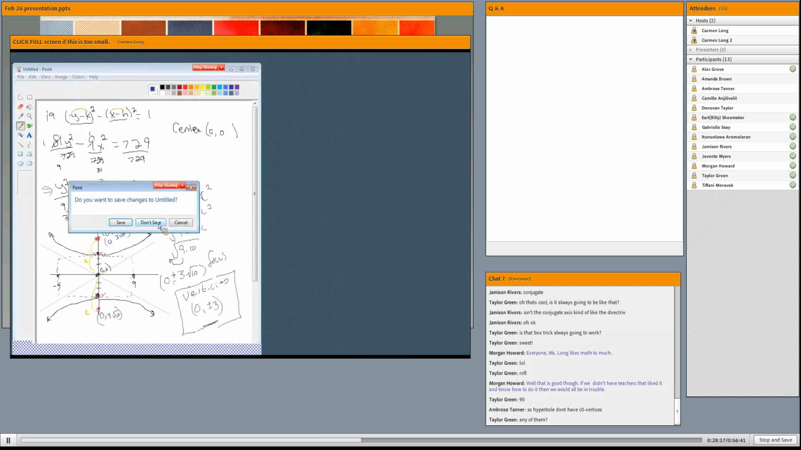So vertices is plus or minus 2, 0. Okay, you might want to watch the end, Morgan, so you can get the rest of this last example in. All right, so my square root of 5, 0 is my focus, so we'll call that right here.